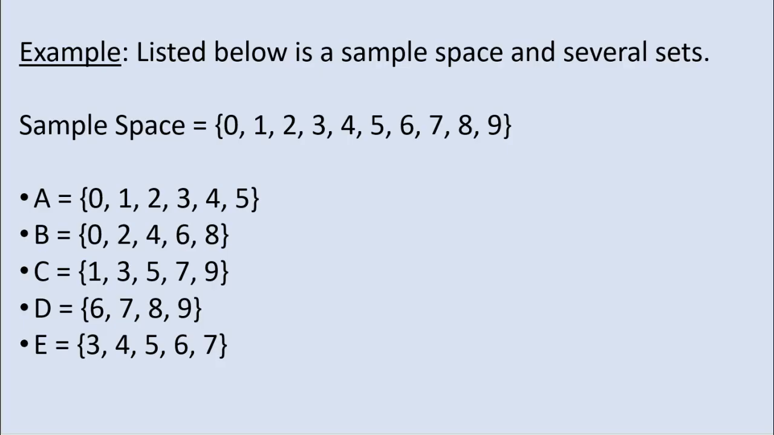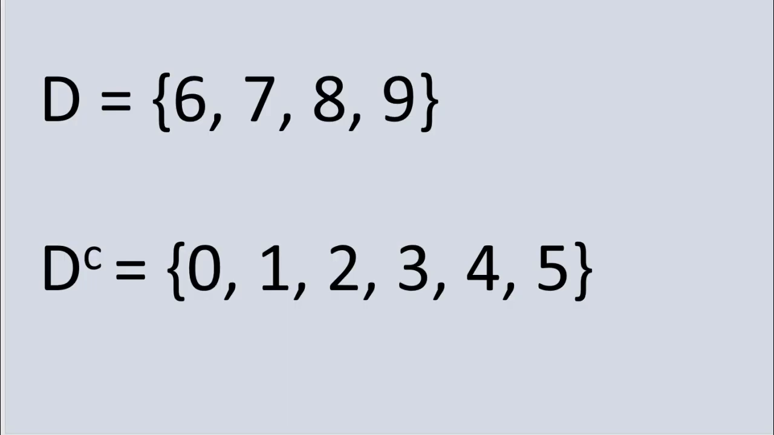Consider this example. We have a sample space and we have several sets. Let's see if we can write some of the following in set notation. First, we're going to look at D complement. Notice that D is equal to 6, 7, 8, and 9. Therefore, D complement will be all of the elements of the sample space which are not in D, leaving us with 0, 1, 2, 3, 4, and 5.